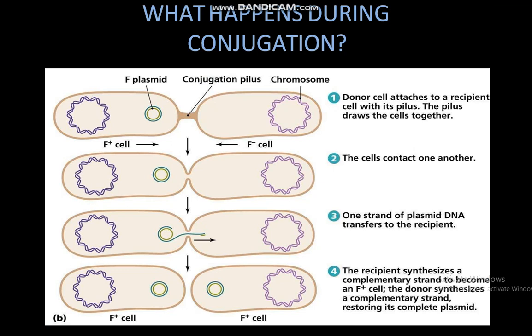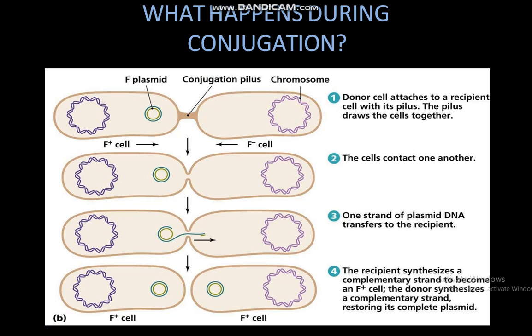See here, the donor cell attaches to the recipient cell with its pilus, which is known as the conjugation pilus. The pilus draws the cells together. As shown in the figure, there is an F plasmid. With the help of this conjugation pilus, this F plasmid will be transferred to the other cell. The second step is the cell contact with one another. With this conjugation pilus, the two different cells contact each other.